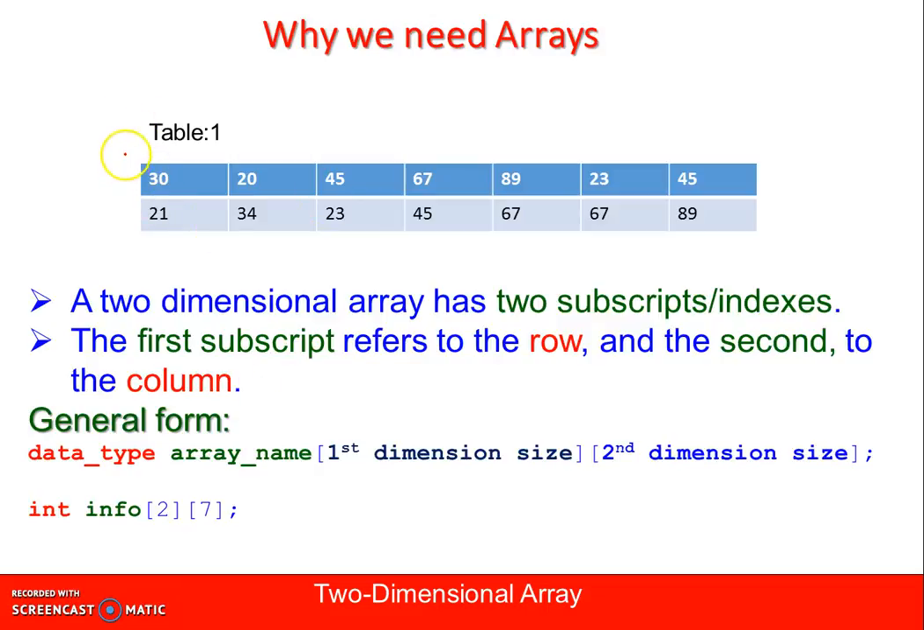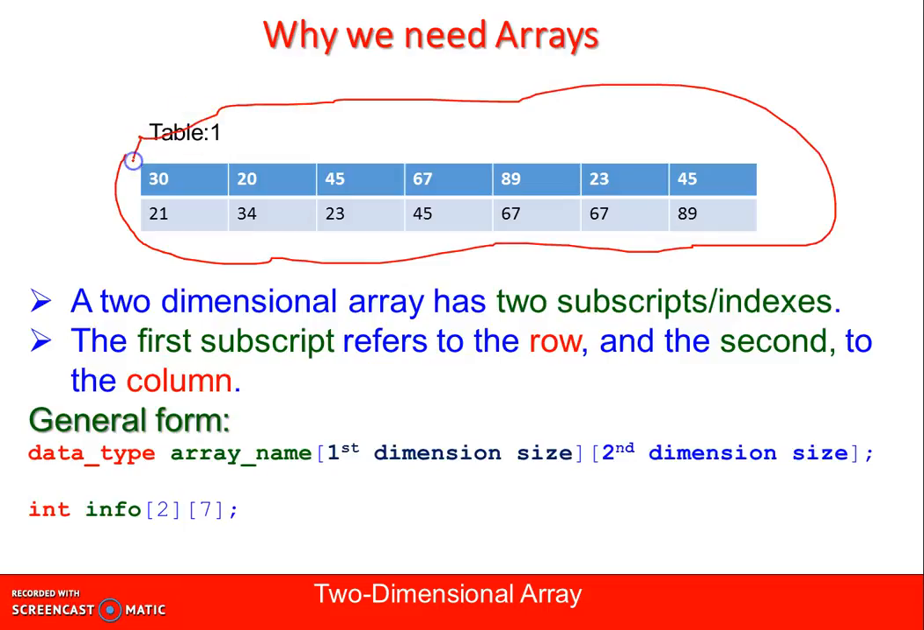So let's say we have data which is in the table format. Here we can use a two-dimensional array, and a two-dimensional array has basically two subscripts, or we can say two indexes. The first subscript is called the row and the second one is called the column.